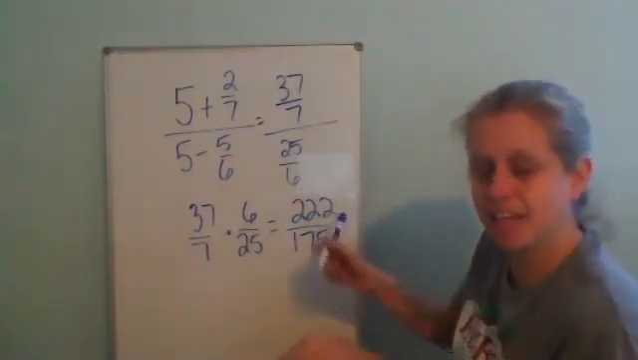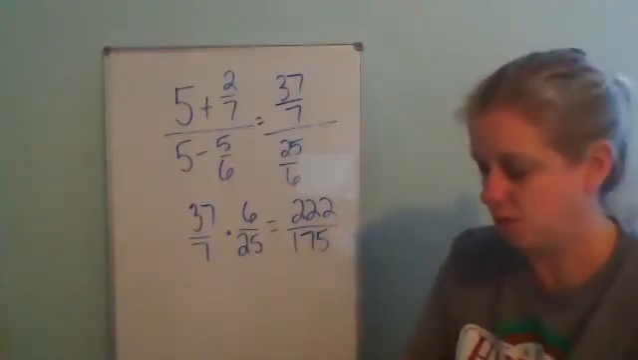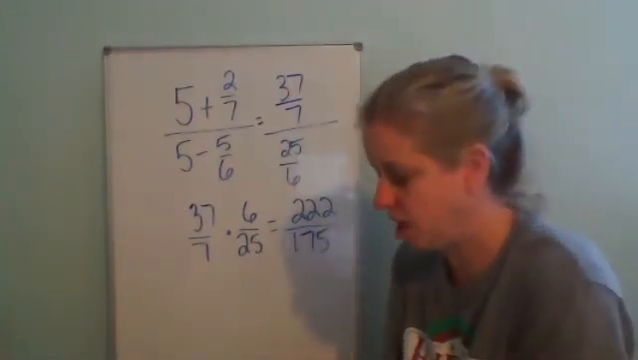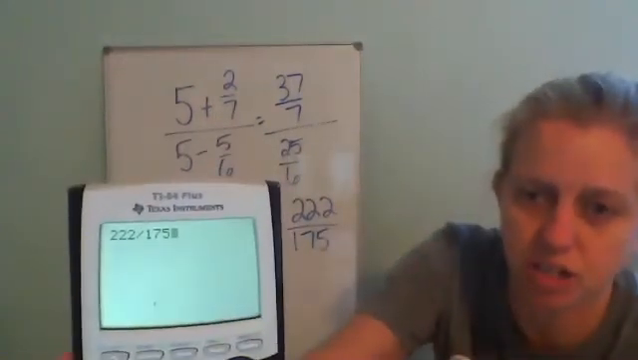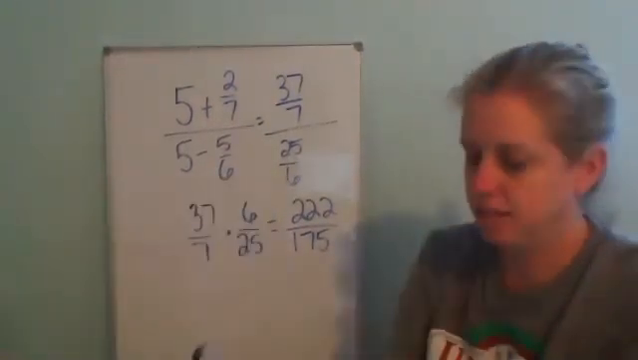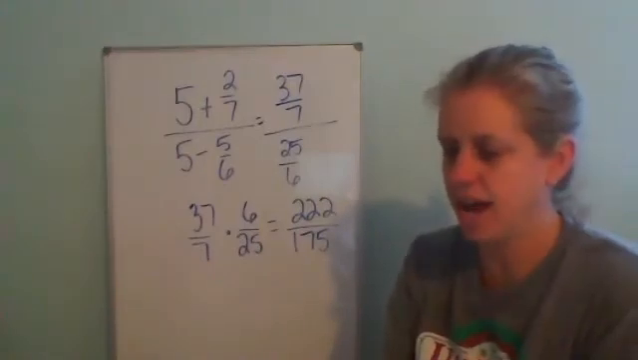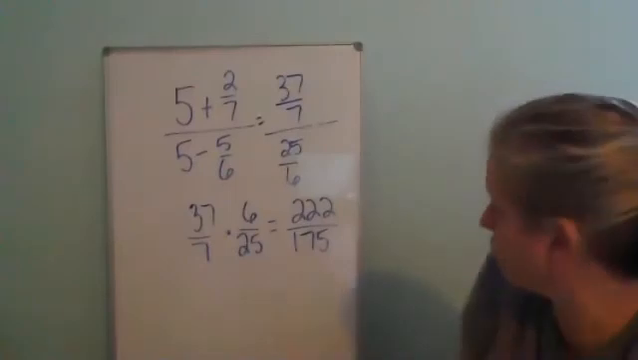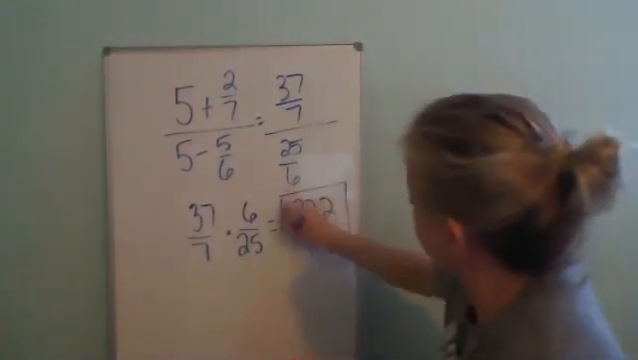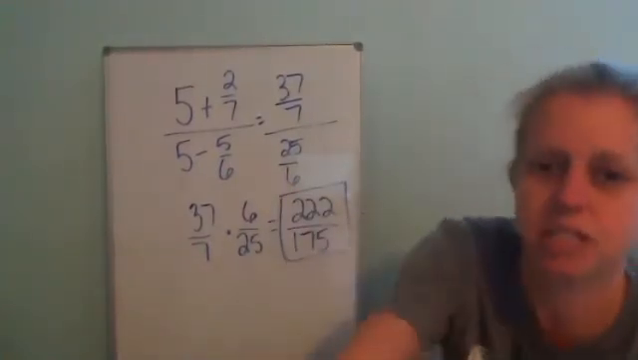And then just math enter that to make sure it doesn't reduce. So I have 222 over 175. So put in what you got as your answer in the top and the bottom. Then math enter that. And look what it tells me. It still tells me 222 over 175, which means that is in simplest form.